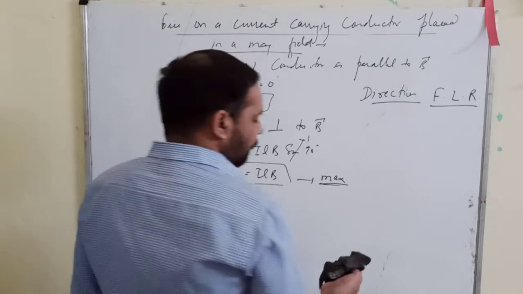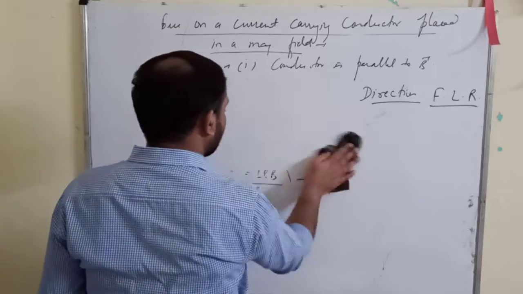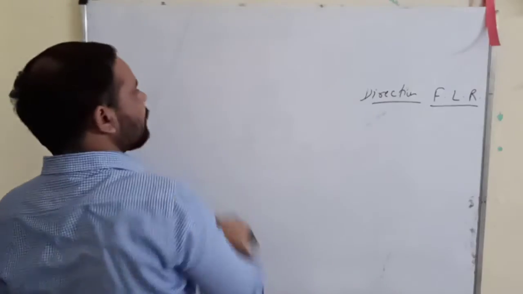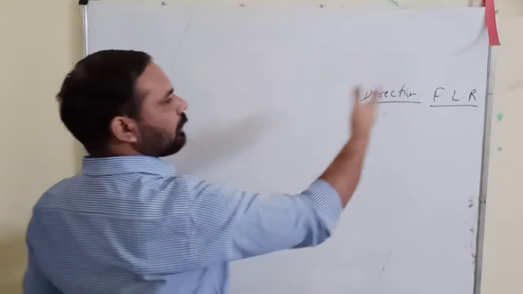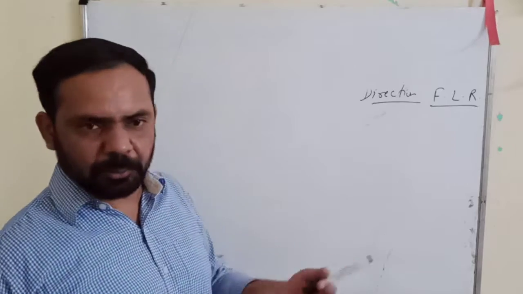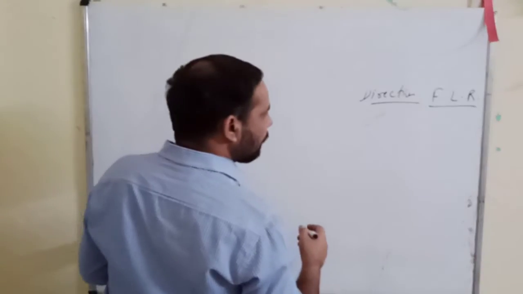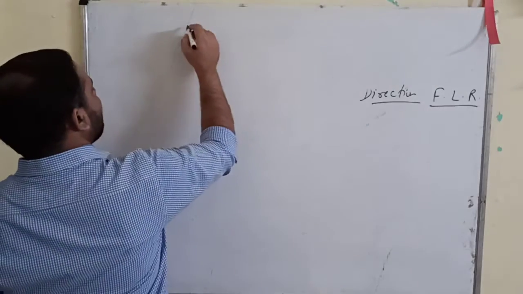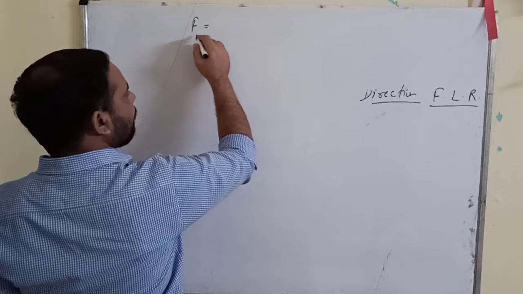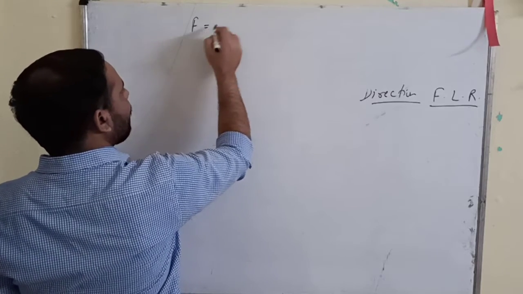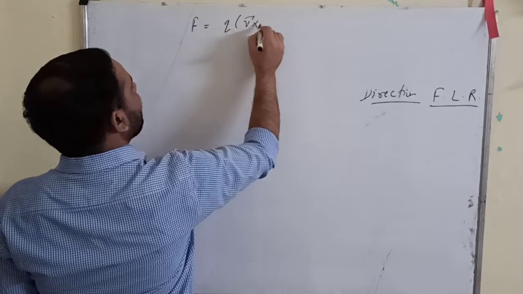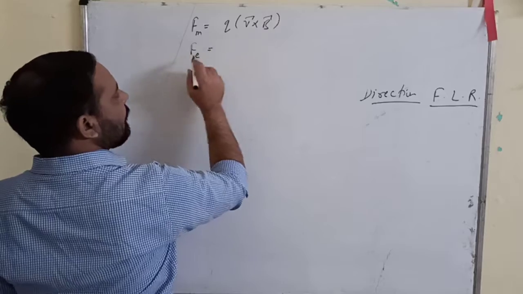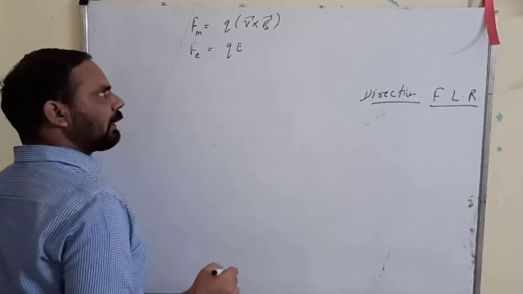Okay. Now finally, I would like to conclude this topic. Just one thing I want to tell you, particularly here, that suppose a charge is moving through some region, and suppose that the region is having a magnetic field as well as an electric field, both are there. Then the force due to the magnetic field will be equal to Q times V vector cross B vector, and the force due to the electric field is equal to Q times E.